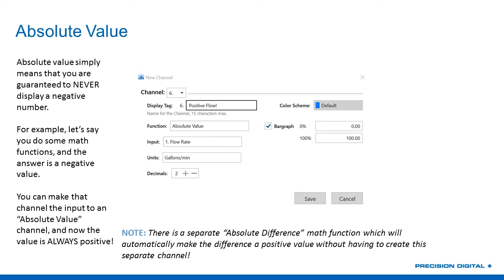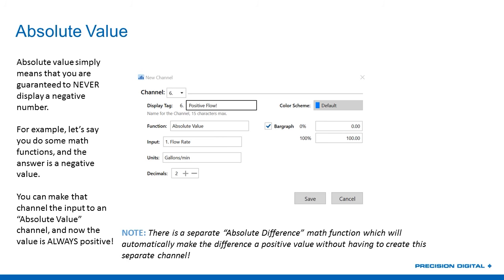The last math function that we're going to get into is absolute value. For anyone that doesn't know what absolute value means, the book definition of absolute value is how far away a number is from zero. So it doesn't necessarily mean the value.